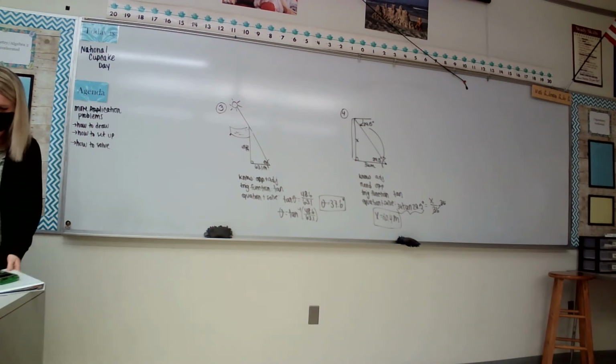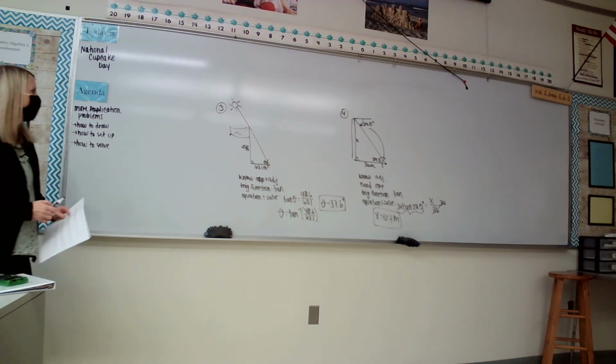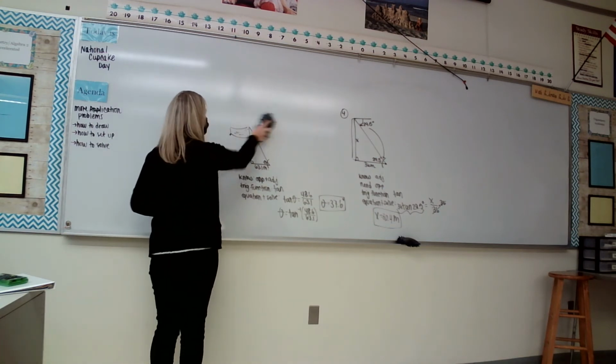Okay, great. So we're going to look at 5 and 6. Once again, we'll do 2 at a time. So number 5, we need to know the height of a building.